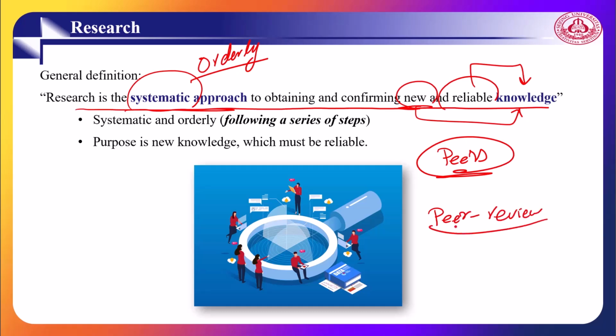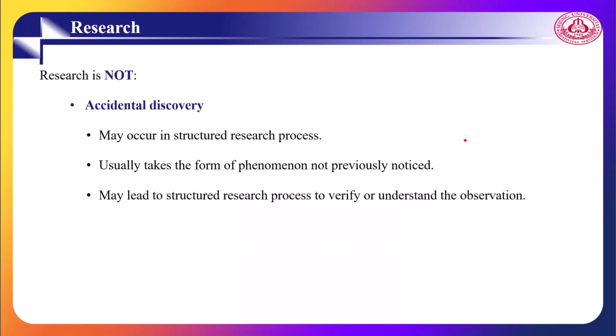Peer review means some experts will evaluate and assess our work, and if they say it's okay, then we can publish. So this definition underlines the importance of precision, structure, and verification in the research process, and such a system ensures that the outcomes are credible and valuable. We understood what research is. Now we want to see what is not research.